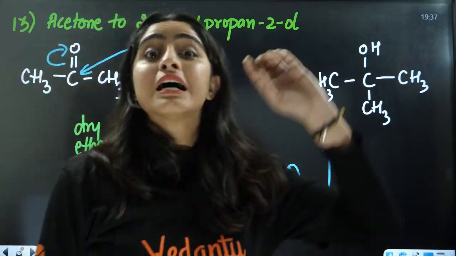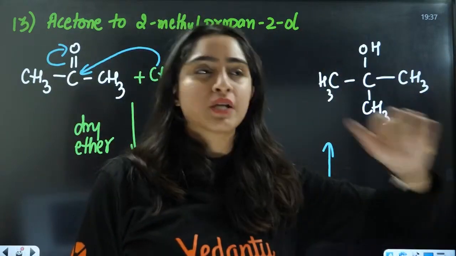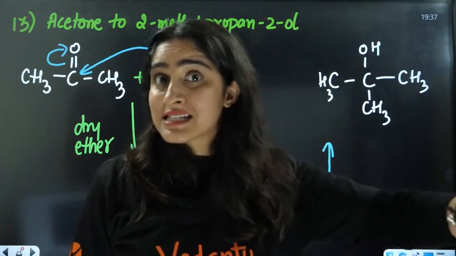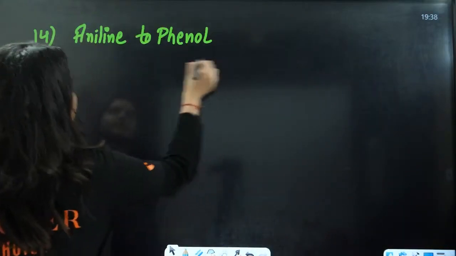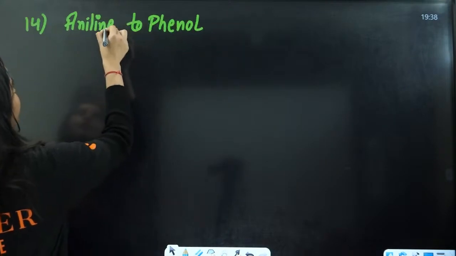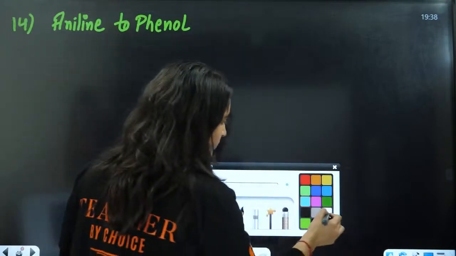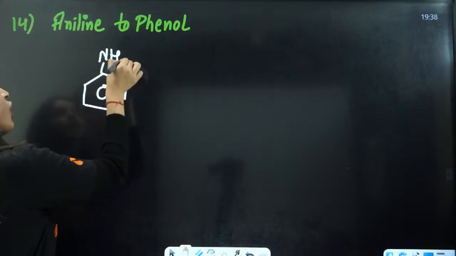These questions are asked so many times in your CBSE and in your NEET examination, in both examinations these questions are asked. Okay. Next is aniline to phenol here. Now we have aniline. This is aniline, okay? This is aniline converted into phenol.